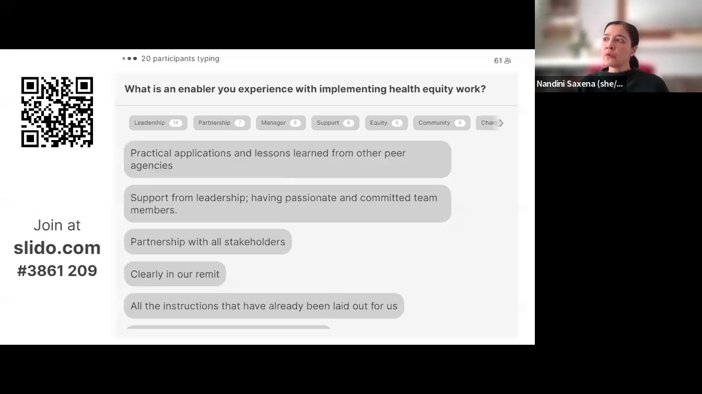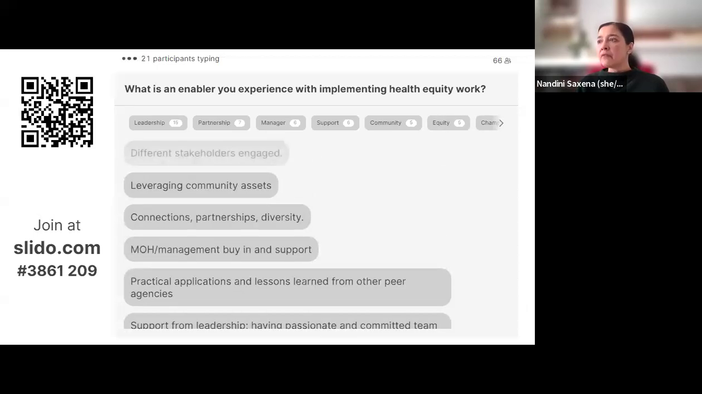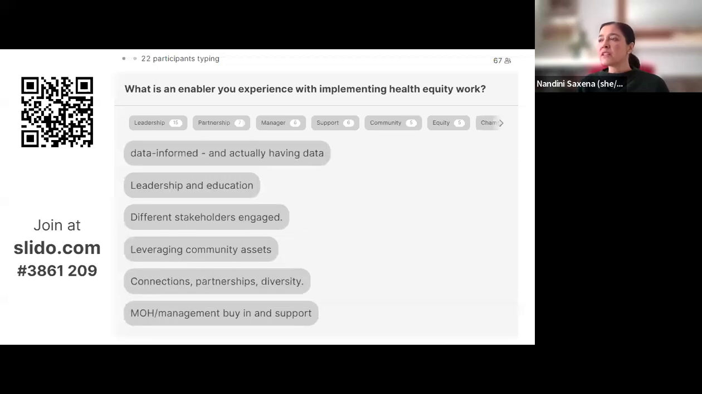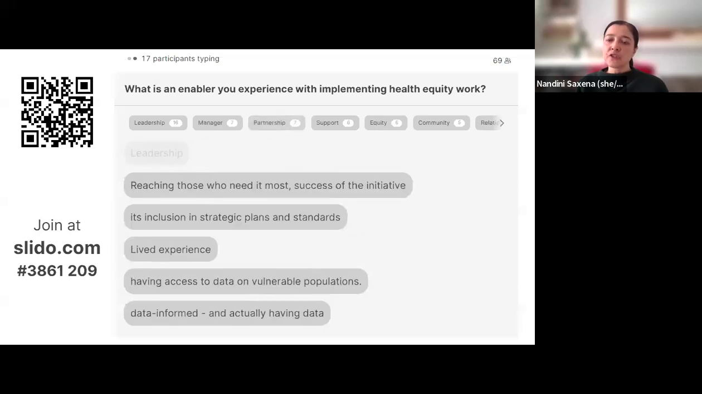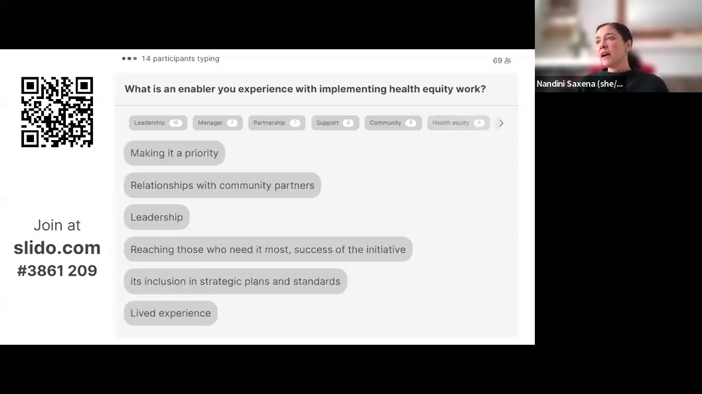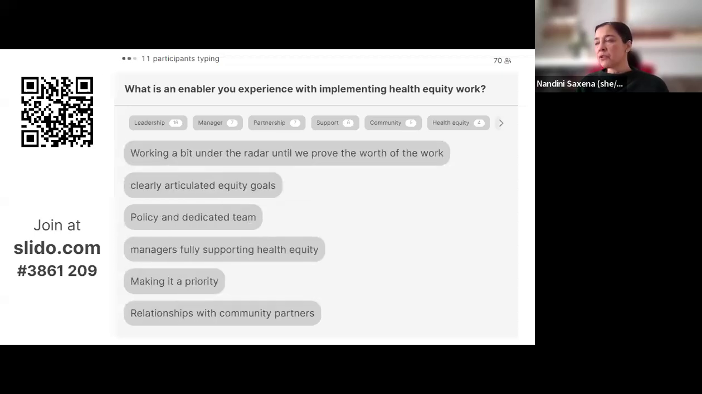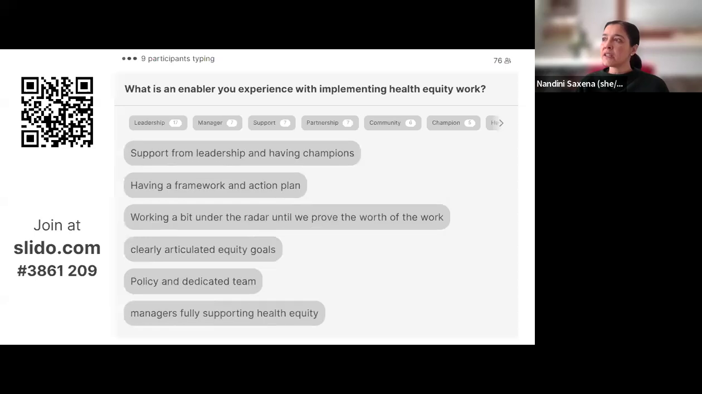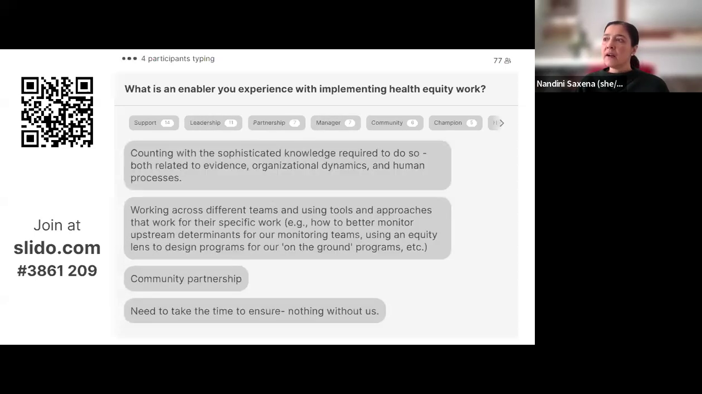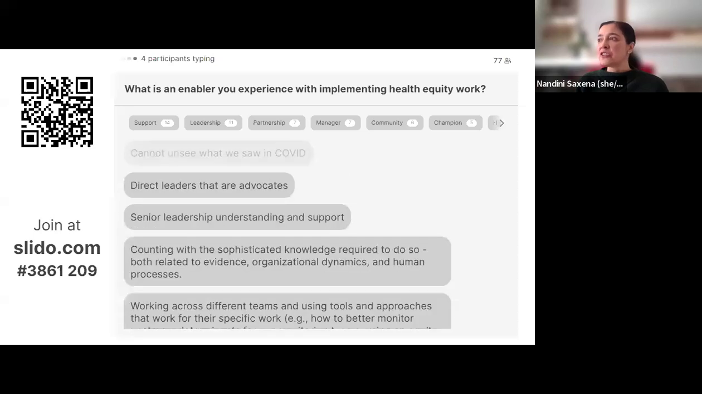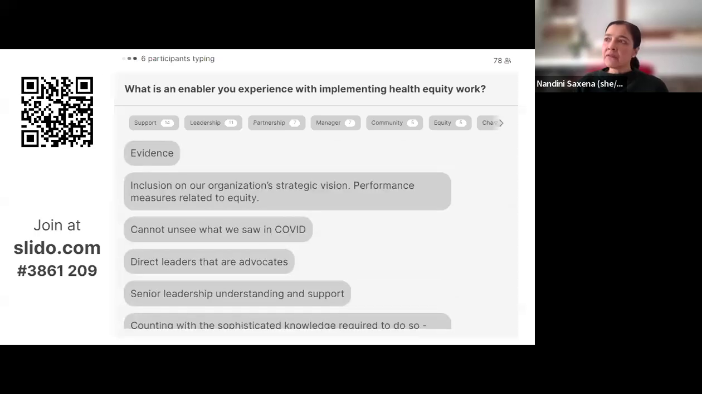partnership with all different sorts of communities, having management buy-in and support, leadership and education, having data that you can use to drive some of this work, making it a priority. And I think one of the other mechanisms that people have talked about is having it clearly articulated in different organizational documents. Senior leadership support and understanding, having direct leaders that are advocates.